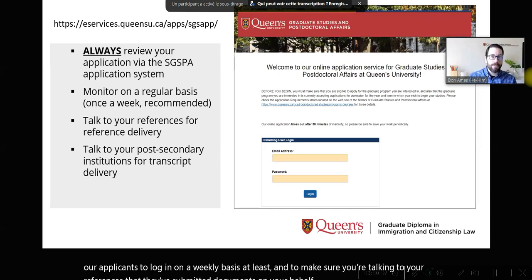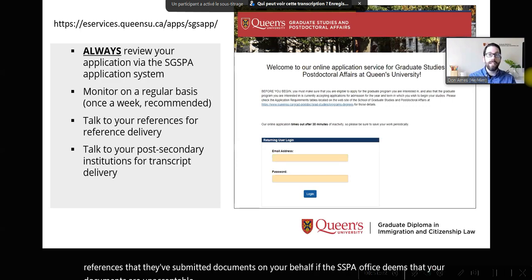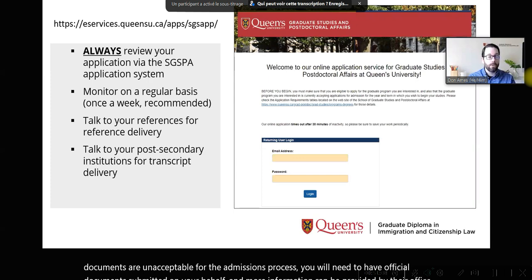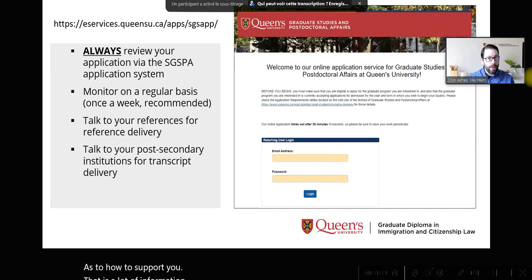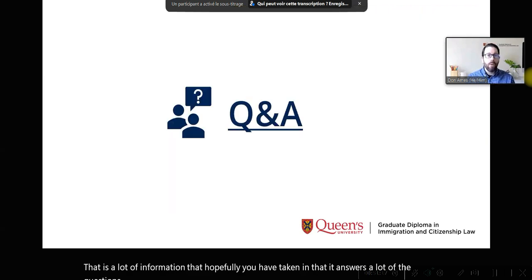If the SGSPA office deems that your documents are unacceptable for the admissions process, you will need to have official documents submitted on your behalf, and more information can be provided by their office as to how to support you. That is a lot of information that hopefully you have taken in, that it answers a lot of the questions that you may have. We are going to go ahead and open up the Q&A now.